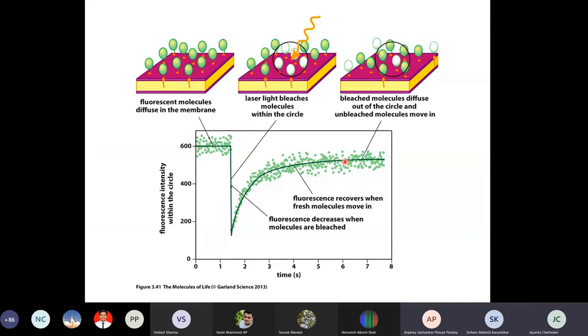Yes, sir, got it. Forced or spontaneous bleaching then? Sorry? I got confused whether this is forced or spontaneous. No, this is forced. Forced bleaching. Yeah, this is forced. That is why, within a fraction of a second, it goes to very low intensity.